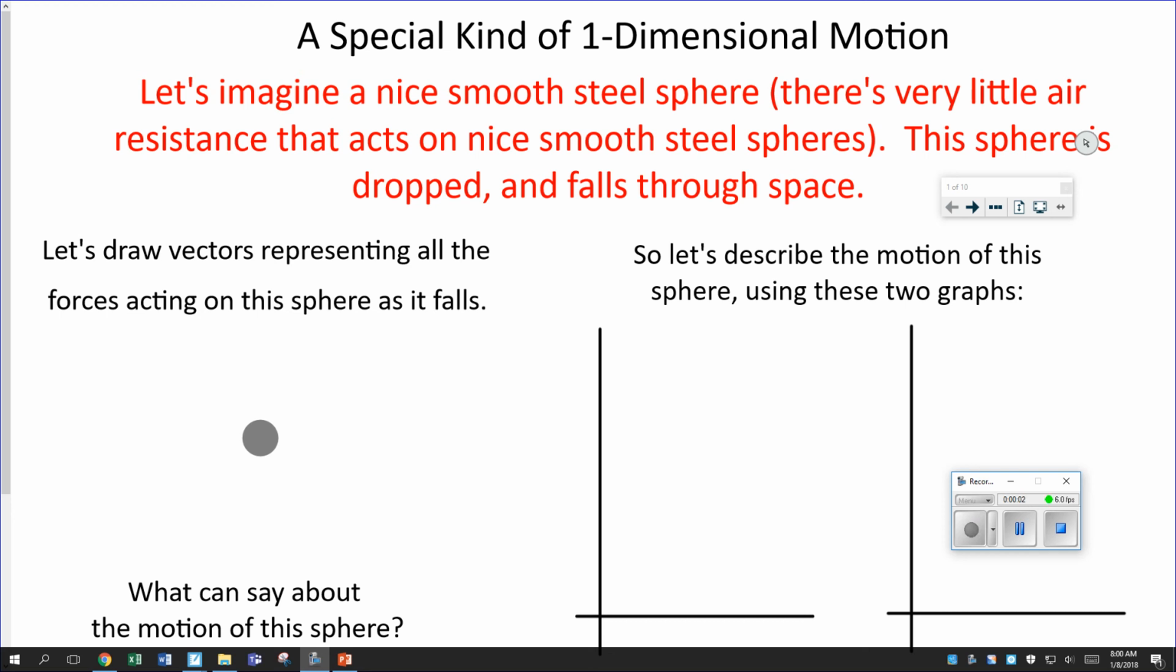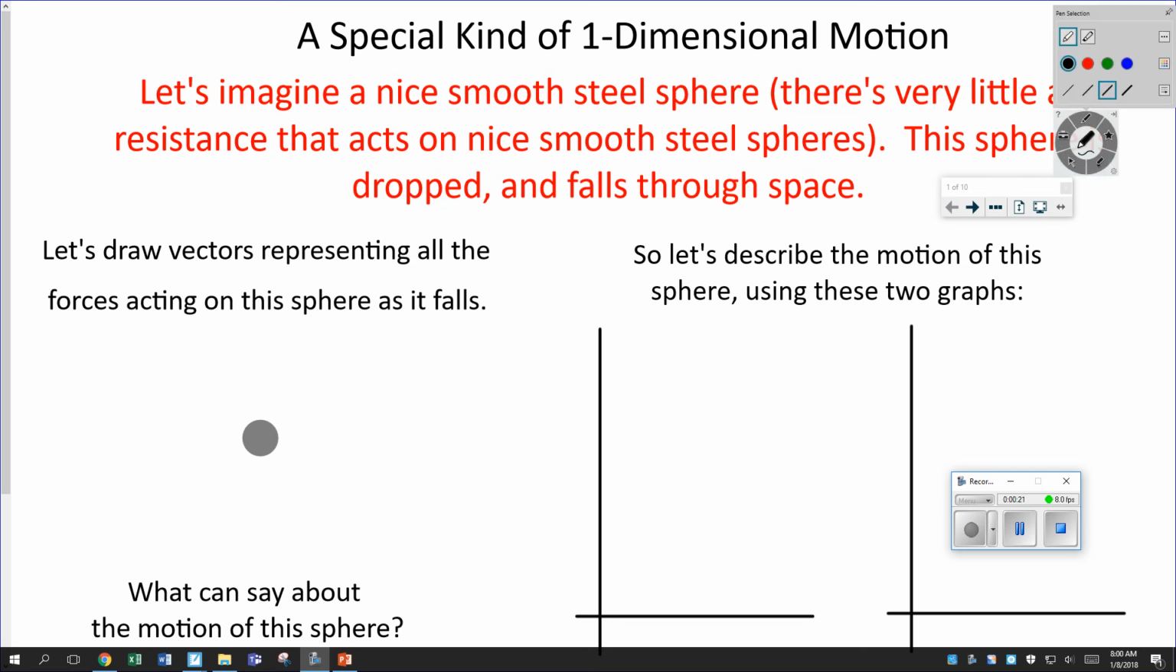Hello, people. Let's talk about a special kind of one-dimensional motion. You can read the prompt here in red. We're talking about an object for which we can neglect air resistance, and it's dropped. That's it. It's dropped and it falls.